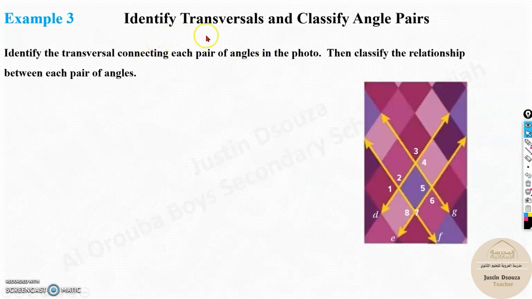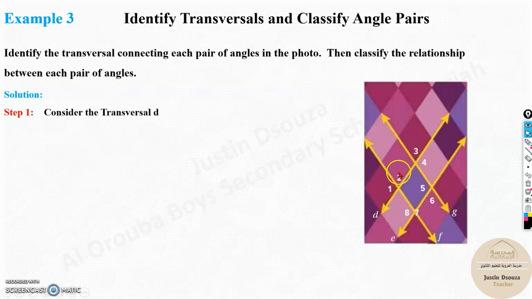So let's again identify transversals and classify the angle pairs. Identify the transversal connecting each pair of angles in this photo. Then classify the relationship between each pair of angles. So now over here, see, how many transversals are there? D, E, F, G. So now these are all the angles formed. They are not all given. Let's consider the first transversal D.